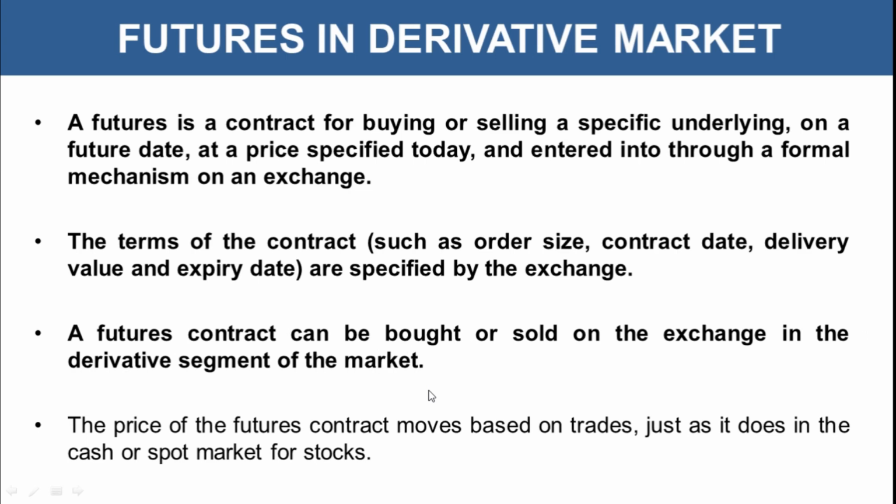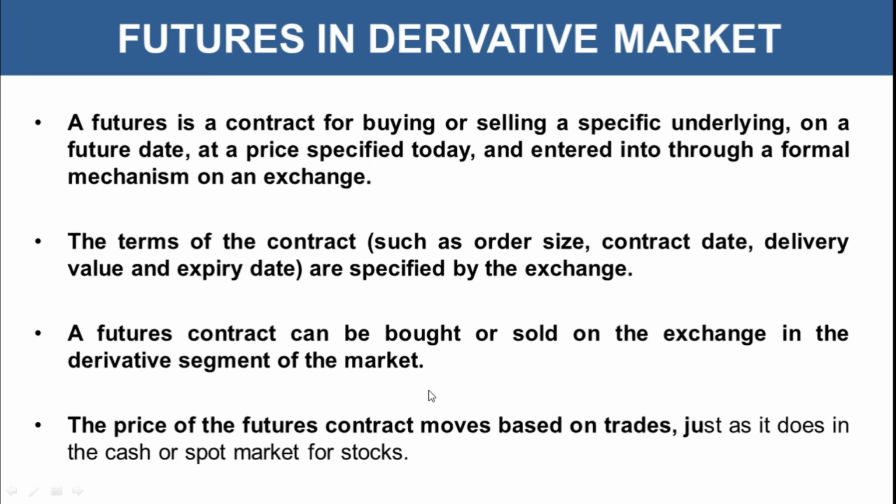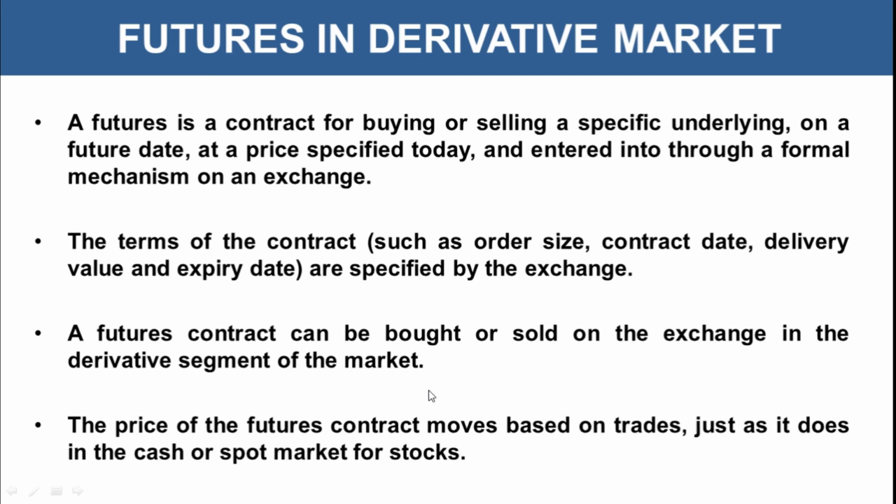I already mentioned that. The price of the futures contract moves based on trades, just as it does in the cash or spot market for stocks. So the price of a future is also determined by demand, by the buy and sell figures of that particular stock, and it moves in the same pattern as we observe in shares or the spot market. There's no difference. The market fluctuation is the same, and the price determination is according to the buying and selling, the trading happening in that particular stock.